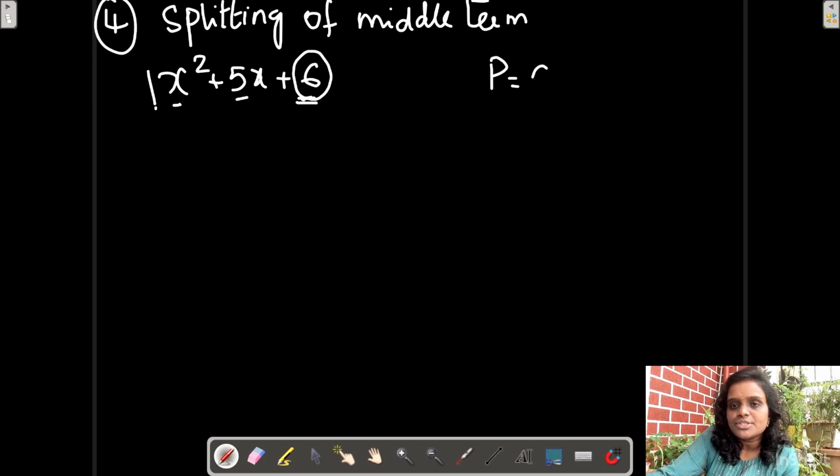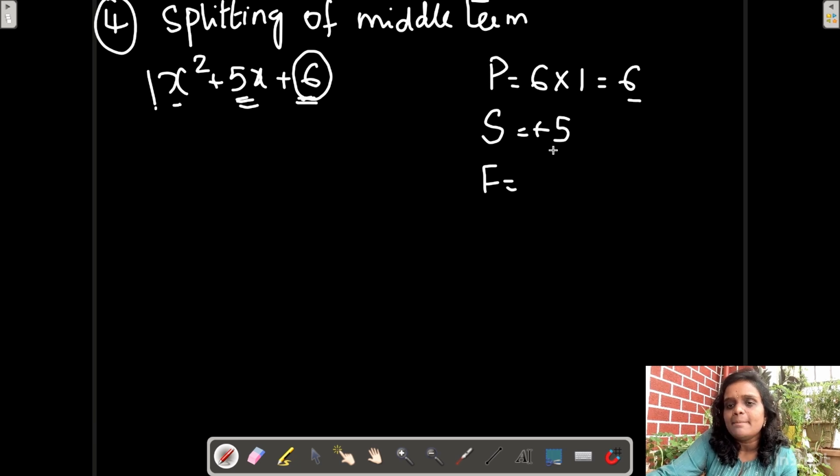So what is the constant term here? 6. What is the coefficient of x square? 1. So the product should be 6. You have to find two numbers whose product is 6, and when you sum them, you have to get plus 5. So what are the factors where the product is 6 and the sum is plus 5? That is nothing but 3, 2. 3 into 2 is 6 and 3 plus 2 is 5.